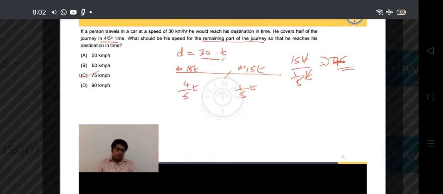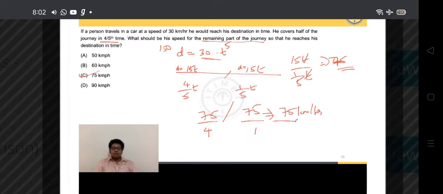To make it simple, let's say the total time is 5 hours, I can assume. So when t is 5, 30 into 5 will be 150. Now distance is 150. Now I have half. So 75 kilometers and the next 75 kilometers. This 75 kilometers, 4/5 time I am traveling. What is 4/5 of 5 hours? 4 hours. So the remaining 75 kilometers I should travel in 1 hour. So what is the average speed? 75 kilometers per hour. See, you can even try substituting numbers and solve the question.